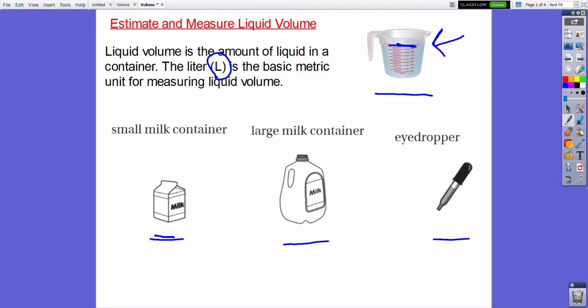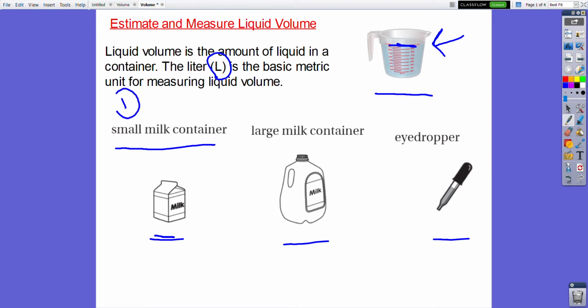If the size of the container that I'm giving you in any example or question is the same size as this beaker, it means it holds 1 liter. If the container is bigger than the beaker, it means it holds more than 1 liter. If the size of the container is less than this beaker, it means it holds less than 1 liter.